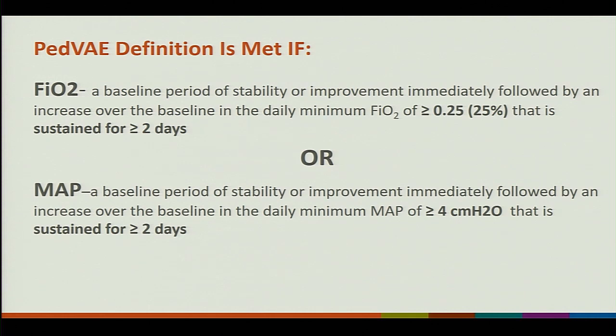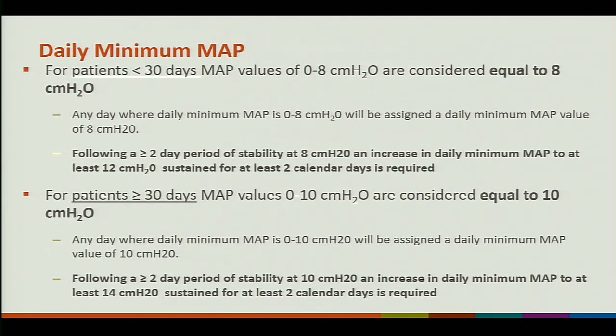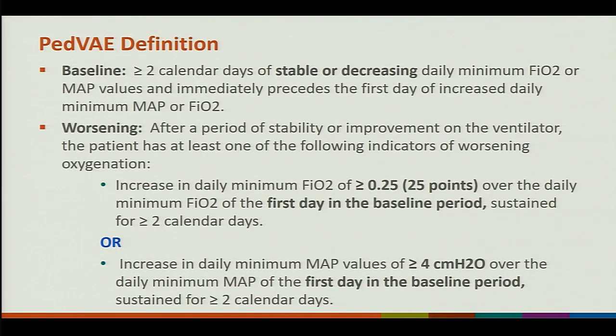When we're talking about the baseline period of stability or improvement that's followed by the increase, it's a greater than or equal to 0.25 increase, and it has to be sustained for 2 days. And in MAP, it's a greater than or equal to 4 centimeter increase, and that has to be sustained. Just a restatement of the algorithm, said a different way, which I'm not going to read to you, but I'm just trying to reinforce the algorithm.